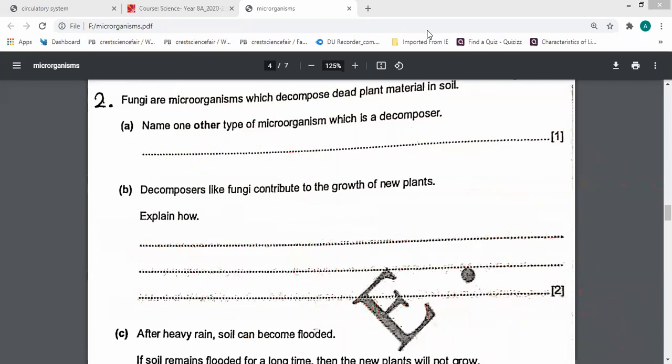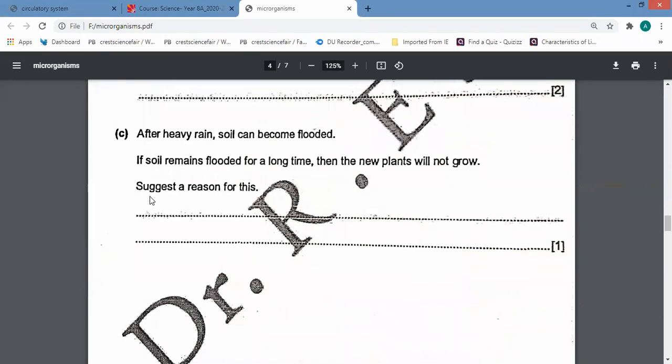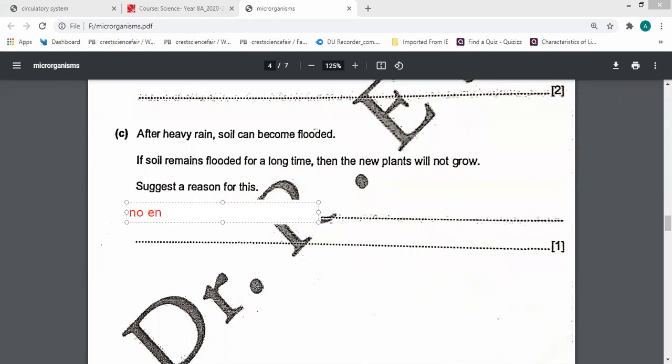Yes. Okay. Next question. After heavy rain, soil can become flooded. If soil remains flooded for a long time, then the new plants will not grow. Suggest a reason for this. So after rains, when the soil becomes flooded, there is not enough oxygen inside the soil. So in this case, not enough oxygen in the soil.